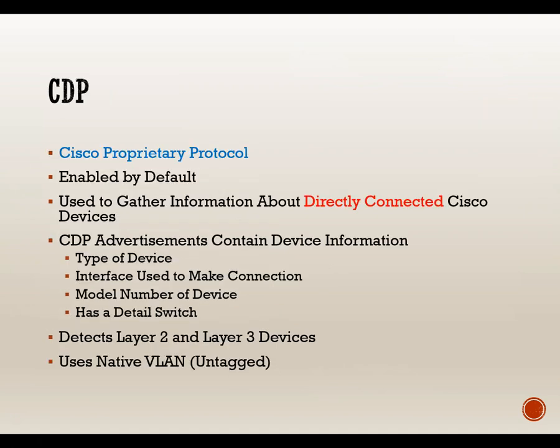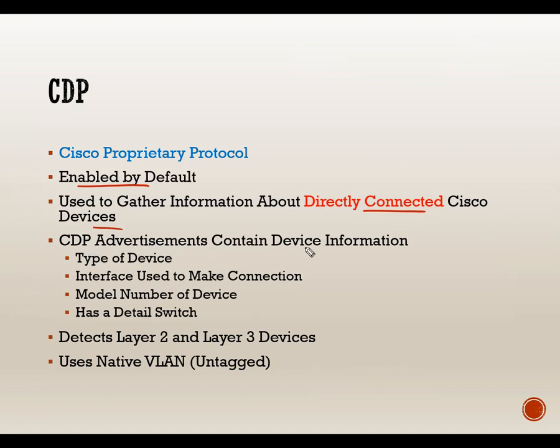CDP, Cisco Discovery Protocol, is Cisco proprietary, and what we're going to find out a lot of times is Cisco does something, makes it a proprietary protocol, and then a little bit later we get a standard, which is going to be the next one, LLDP, that enables us to do certain things. CDP is enabled by default. It gathers information about directly connected Cisco devices.